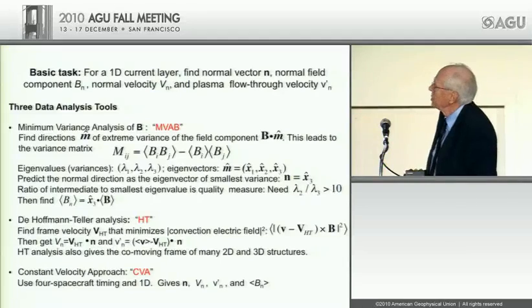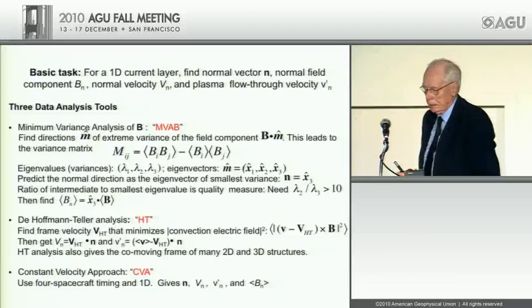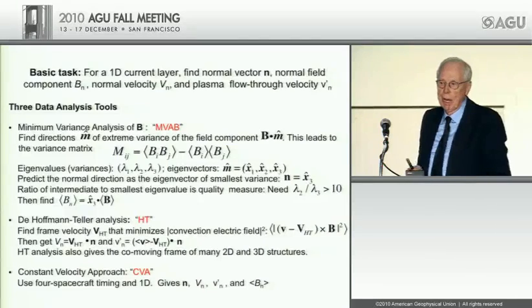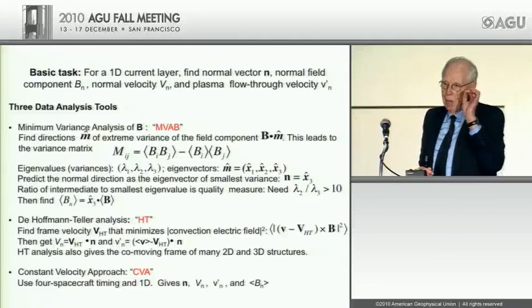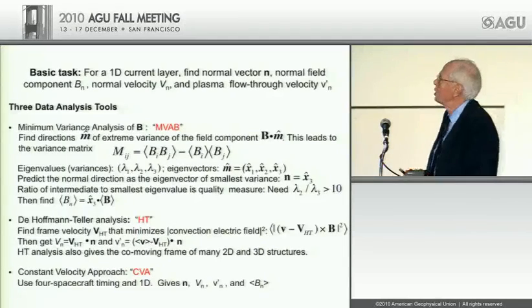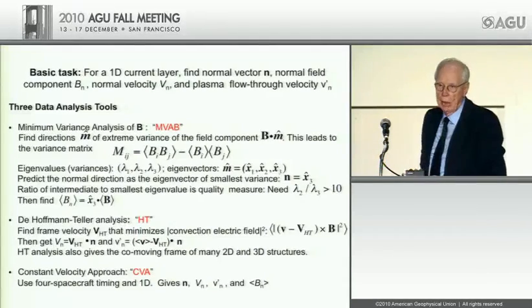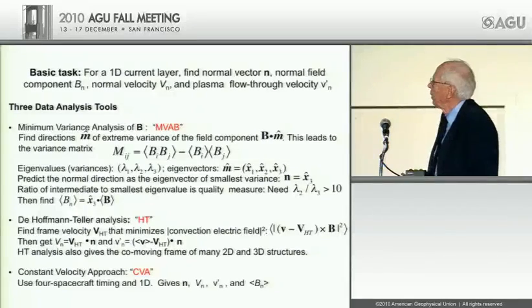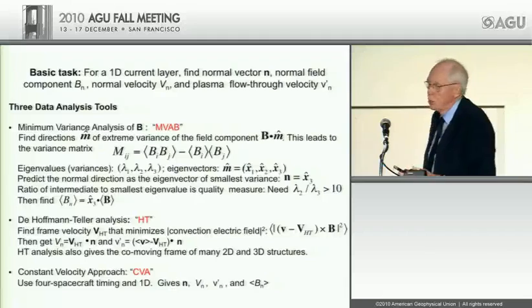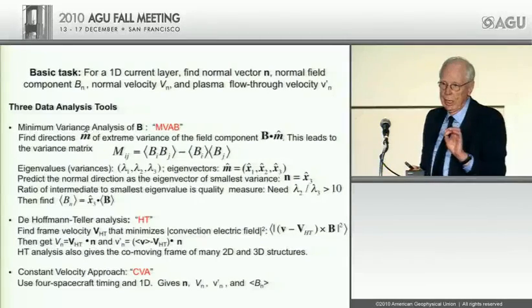The angle brackets are averages over the data set that you have used. And it's a symmetric matrix, so you get real eigenvalues, lambda 1, lambda 2, and lambda 3. Lambda 1 is the largest variance, and lambda 3 is the smallest variance. And then there's a set of corresponding orthogonal eigenvectors, x1, x2, and x3. And those, you will see, are very useful as natural coordinates to look at the data.